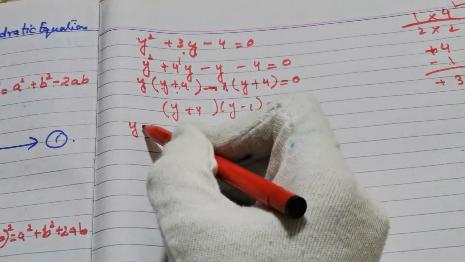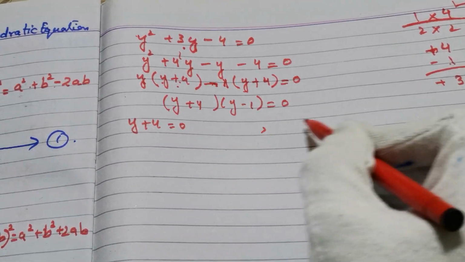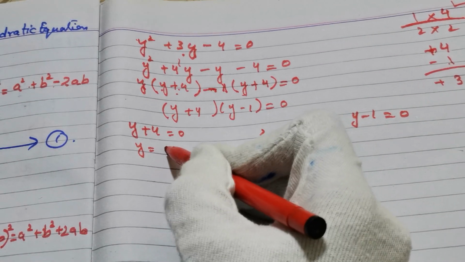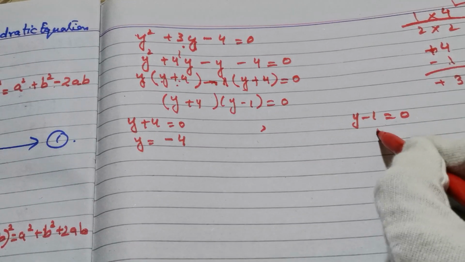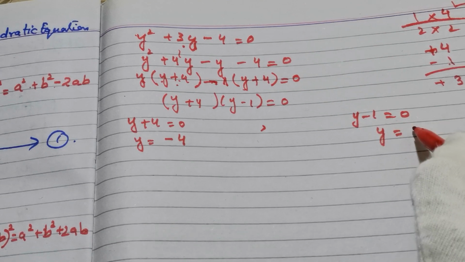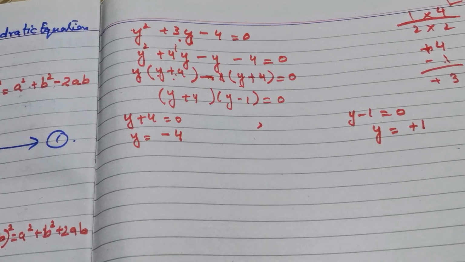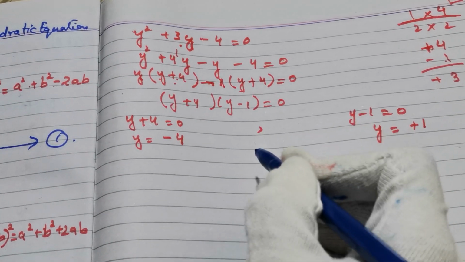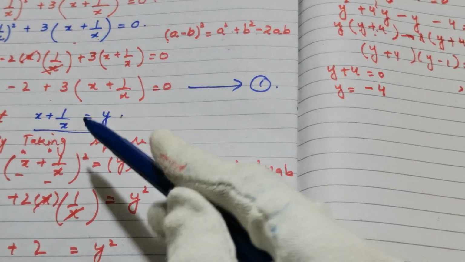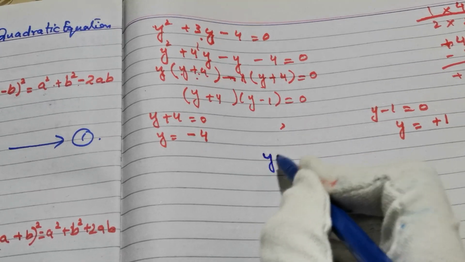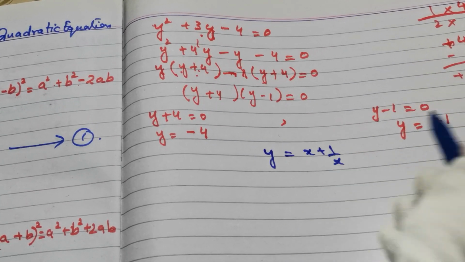First of all, we'll take y + 4 = 0. Second time we'll take y − 1 = 0. The positive sign becomes negative when taking it to the right side, so y = −4, and y = 1. But here we can see that we consider x + 1/x = y, so y = x + 1/x.